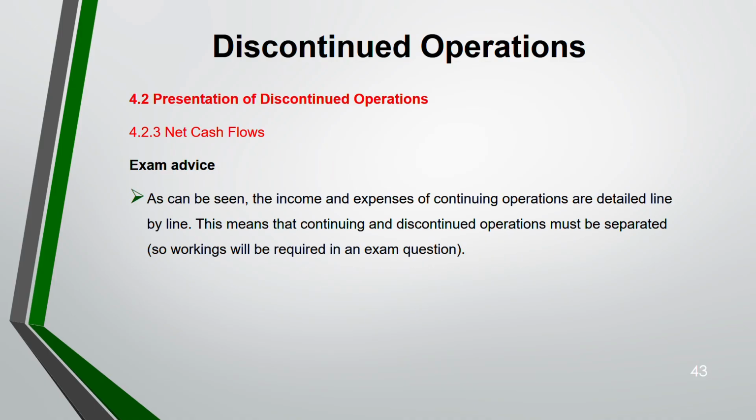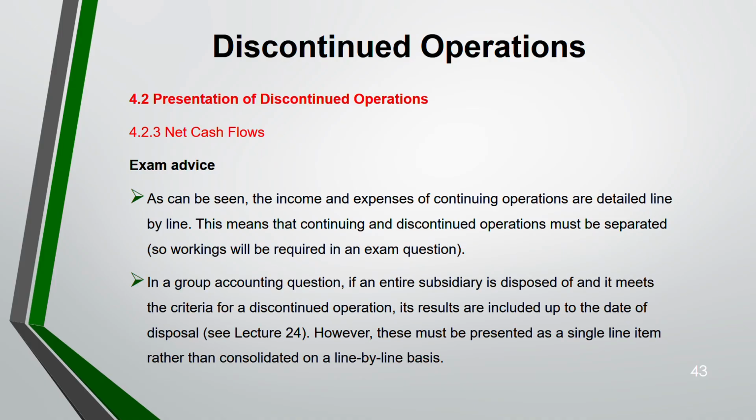Now, as can be seen, the income and expenses of continuing operations are detailed line by line. This we know. This means your continuing and discontinued operations have to be separated. Workings will be required in your exam question. And for a group accounting question, if your entire subsidiary is disposed of and it meets the criteria for a discontinued operation, the results are included up to the date of disposal. The detail will be covered in lecture 24. However, you still have to present it as a single line item rather than consolidating the discontinued operation on a line by line basis.